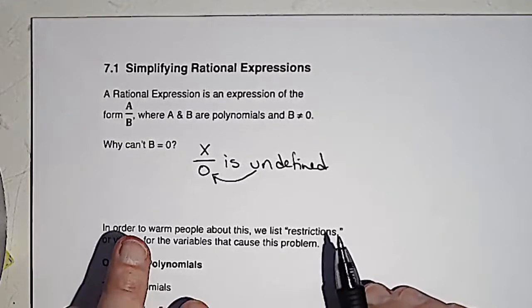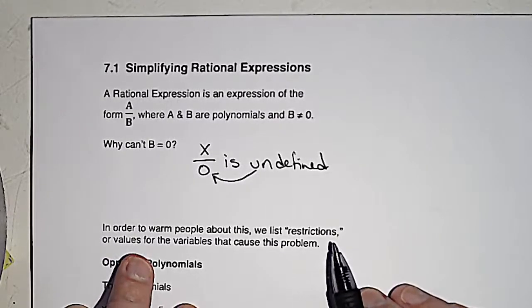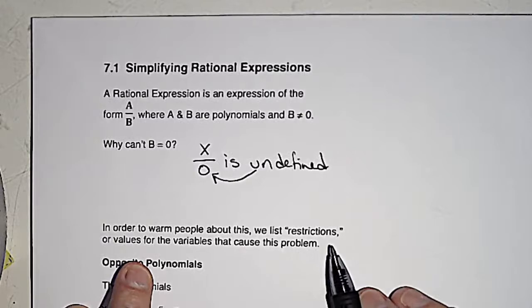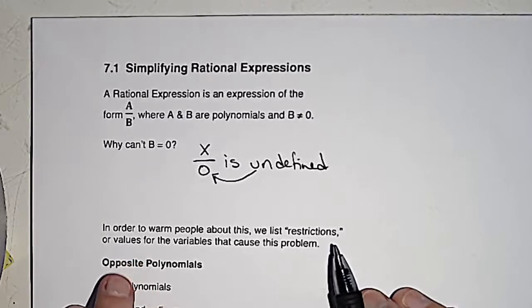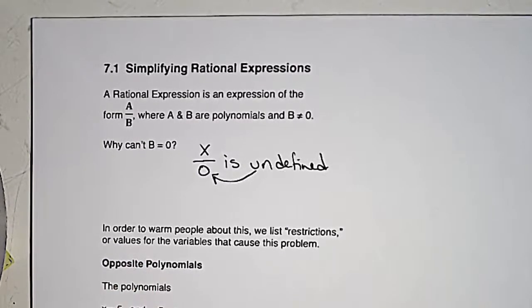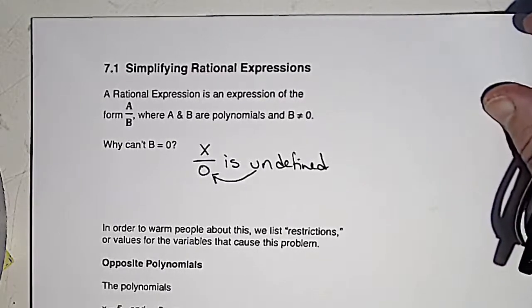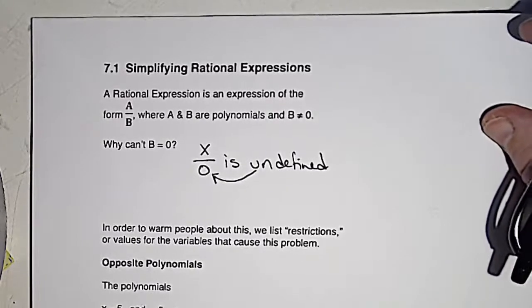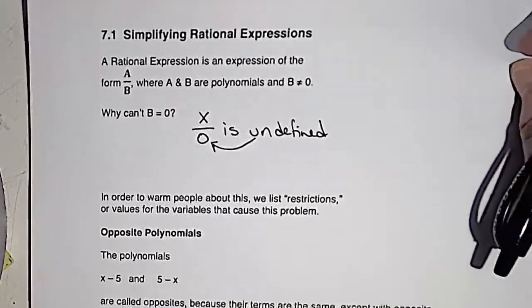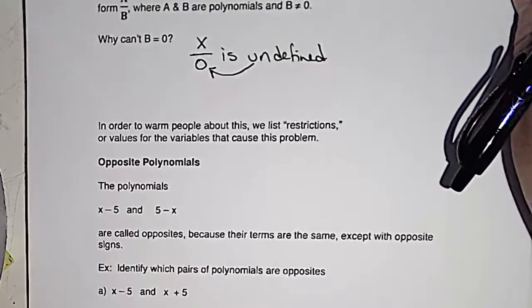And because this is so important, we're going to have something we call restrictions. And we're going to warn people. We're going to say, hey, if you get this fraction, just don't let x be whatever. Don't let the value turn to 0 in the denominator. Okay, so having gotten that out of the way, let's start the real work of Chapter 7.